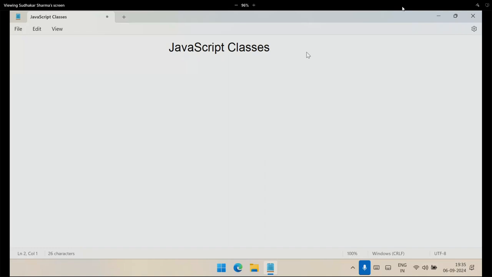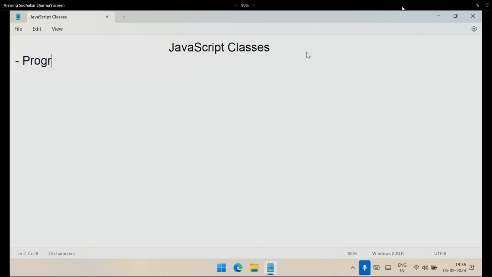Is JavaScript an OOP language? No, it is not an OOP language, but it supports some features of OOP, some concepts of OOP. Actually, in general, first to understand classes, you should know: what is a class?